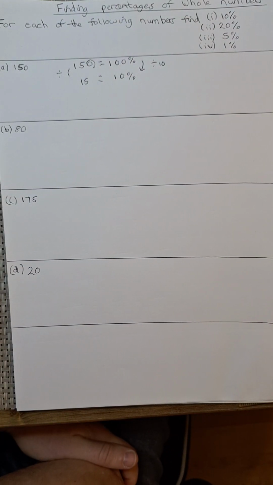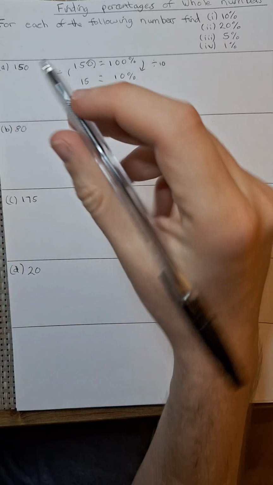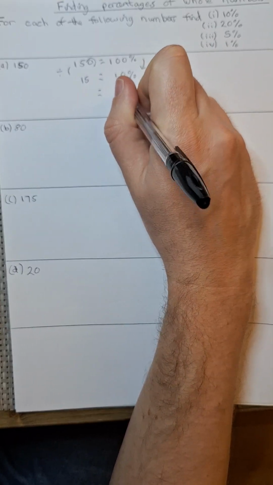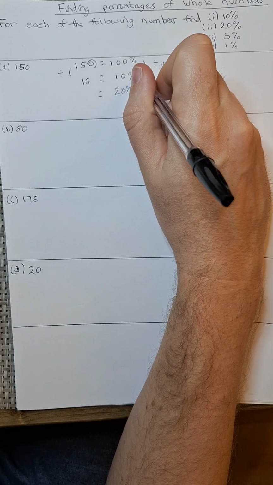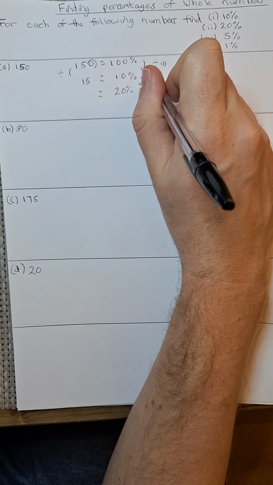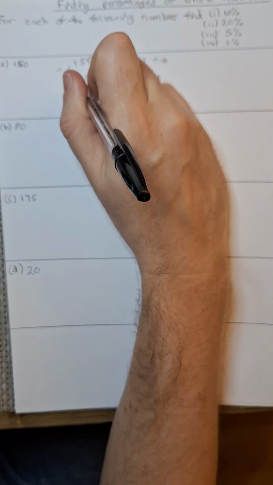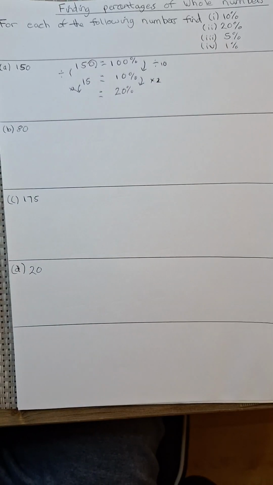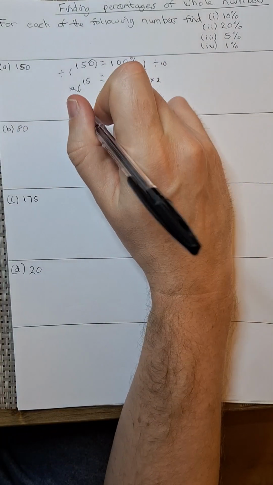Now we have our 10%. We can simply use this as a base to get our other numbers. So we now want 20%, and to get from 10% to 20% for multiplication, we times by 2, and therefore we simply do the same to 15. 15 times by 2 is 30.